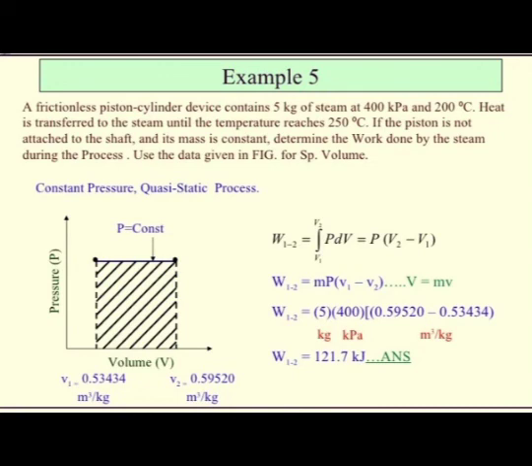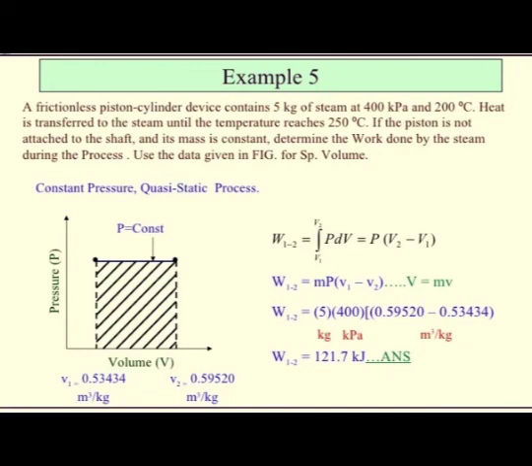The V sub 1 is equal to 0.53434, and the V sub 2 is 0.59520 meter cube per kilogram. So W sub 1-2 is equal to the integral from V sub 1 to V sub 2 of P dV, which is equal to P times the quantity of V sub 2 minus V sub 1. So work sub 1-2 is equal to m P times the quantity of v sub 2 minus v sub 1, where V is equal to m v.